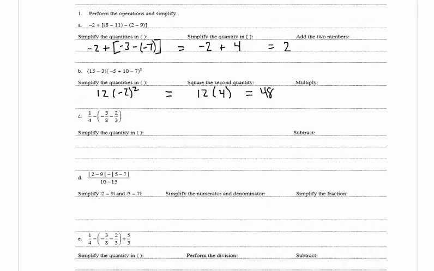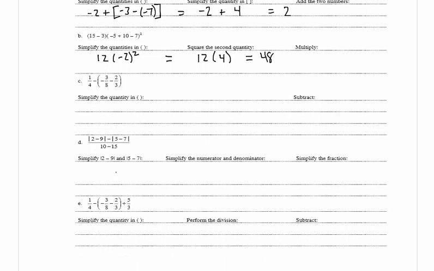In C, we have 1/4 minus negative 3/8 minus 2/3, and it wants us to simplify the quantity inside the parentheses. So we have 1/4 minus, now if we want to simplify the quantity inside the parentheses, we need to subtract fractions. And we're going to need a common denominator for this. And our least common denominator here is going to be 24.